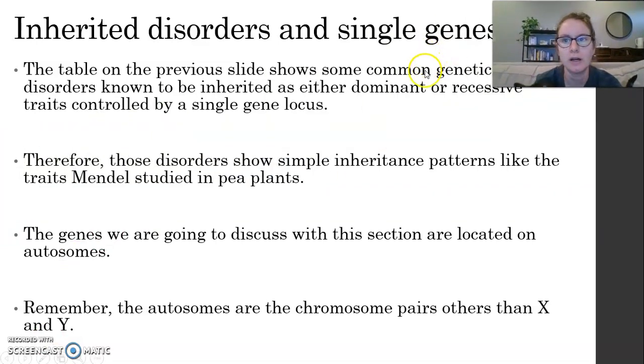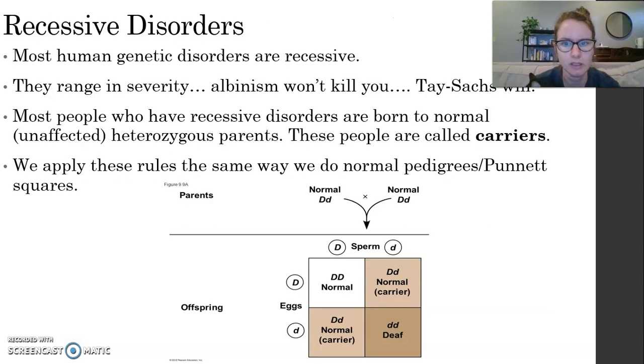Okay, so the table on the previous slide is showing you basic, normal dominant versus recessive inheritance, only controlled by one gene. And all of those disorders that you saw in that table are only going to be found on the autosomes. So those disorders do not come from genes found on the X or the Y chromosome. That's what the autosomes are.